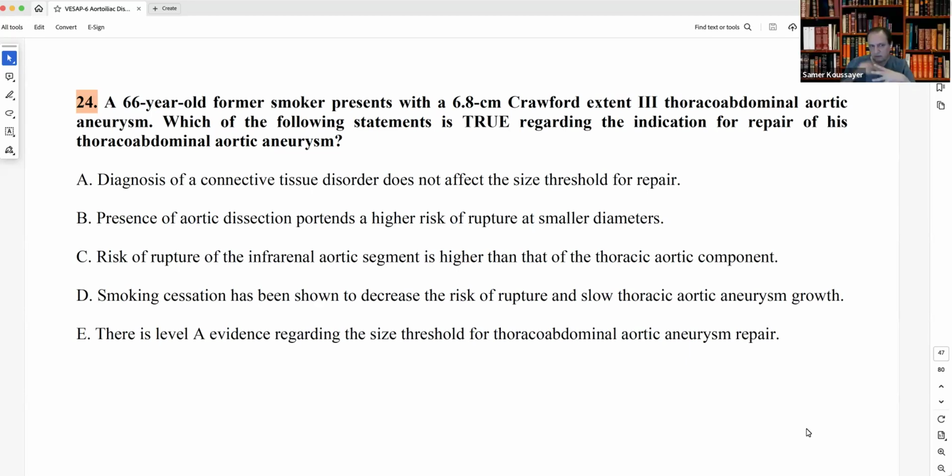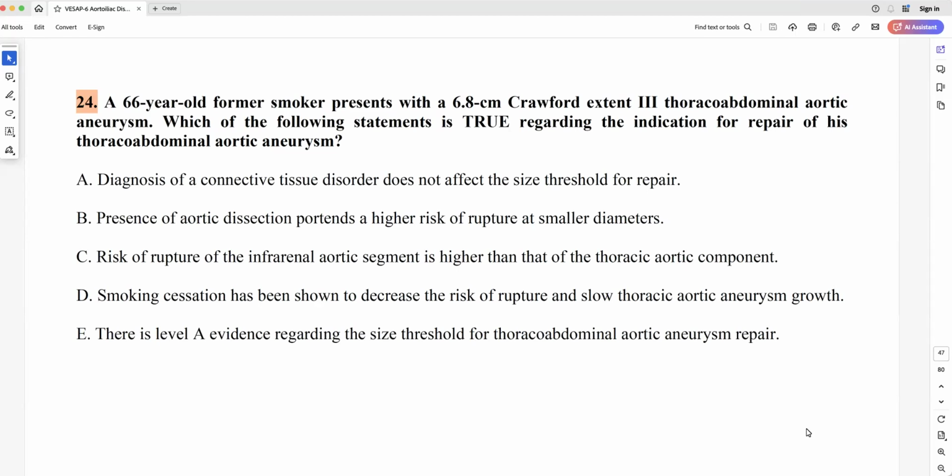So there's no difference. It's not like one is higher than the other. When you have a thoracoabdominal aneurysm, either part could rupture, and both go with 6. Like if you have a thoracoabdominal aneurysm, we don't go with 5.5 if the infrarenal part is 5.5. No, we still go with 6 because we look at the total thoracoabdominal aneurysm. So when a patient comes with a thoracoabdominal aneurysm, we look at 6 centimeters in the largest diameter. It doesn't matter whether it's in the thoracic or abdominal part.